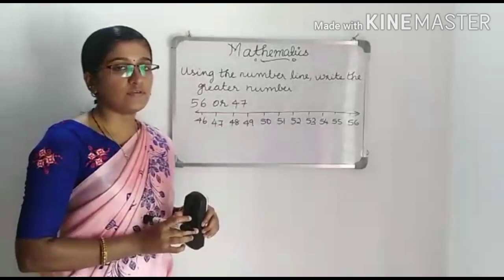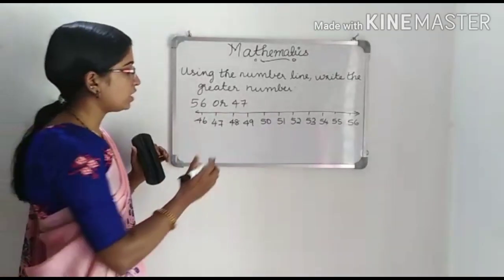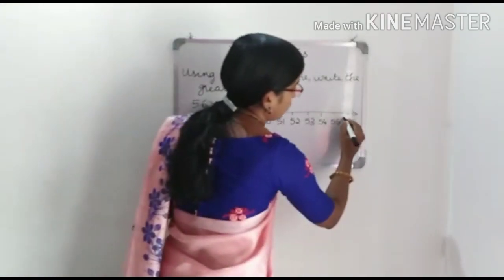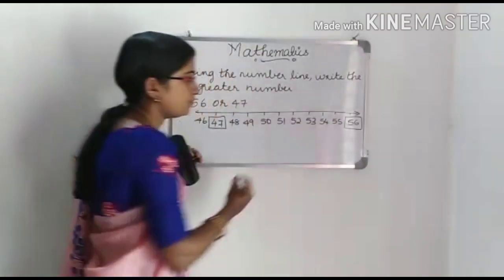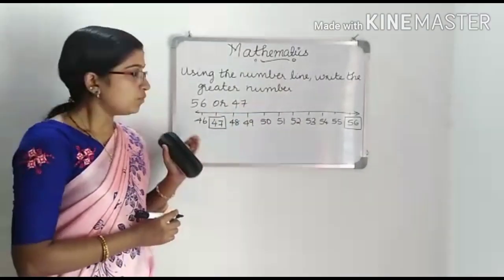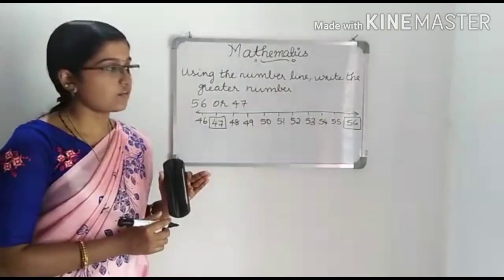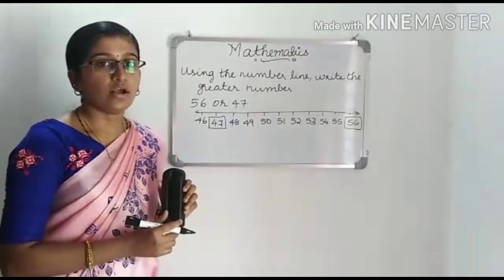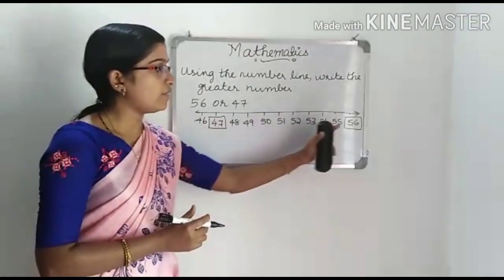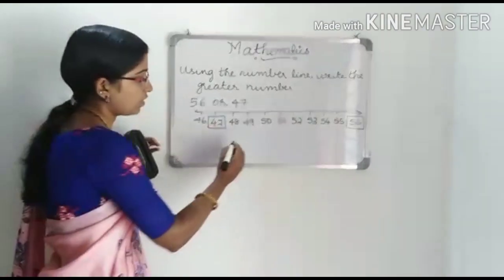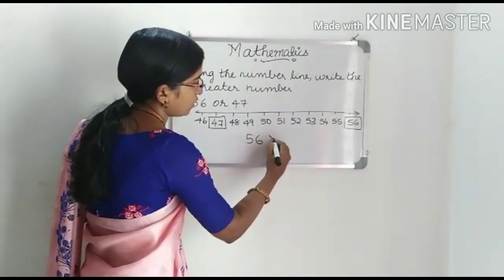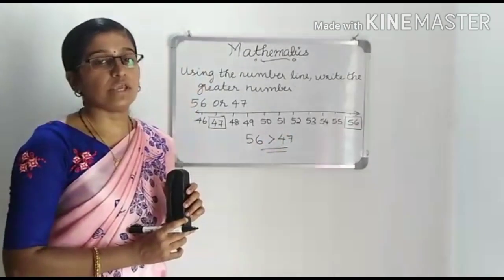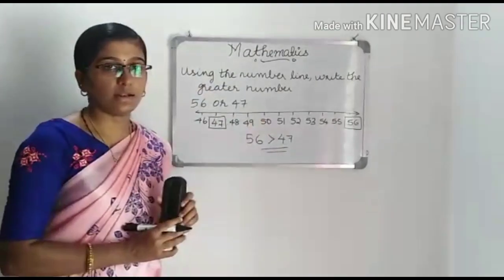First we should compare 56 and 47. Before that we should mark 47 and 56 on the number line. As I told you earlier, moving towards the right side, the number increases. Here 56 is to the right of 47 on the number line. So which is greater? Yes, 56 is greater than 47. So we can write 56 is greater than 47. Like this way, we can find the greatest number on the number line.